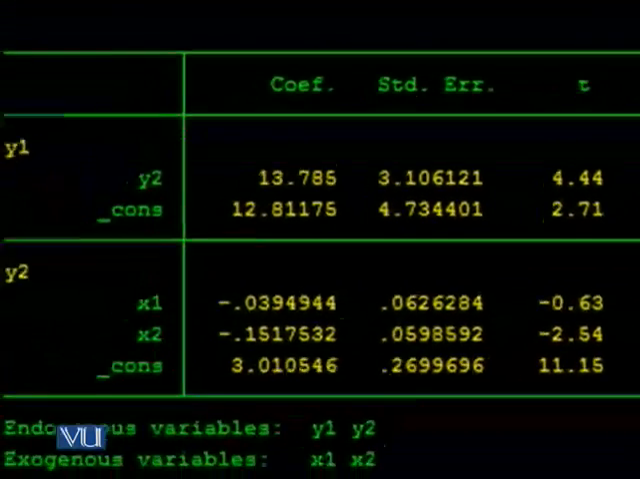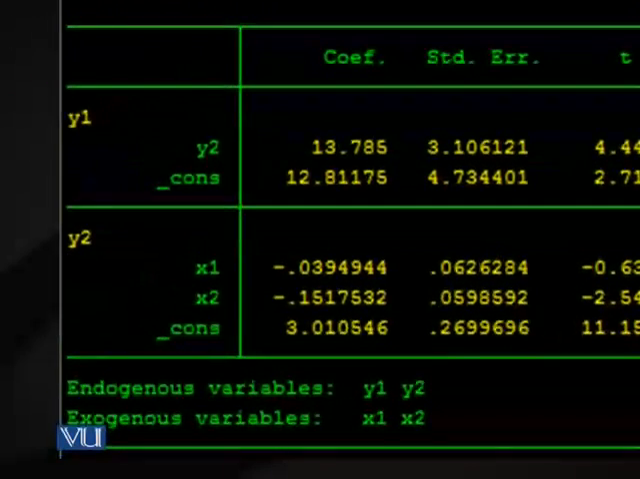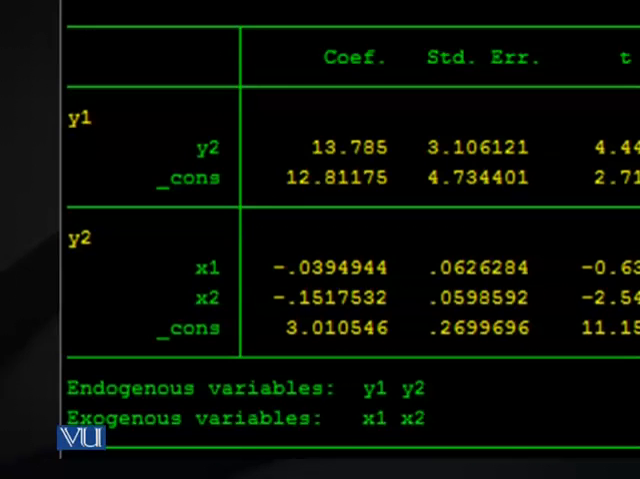Now what is below this? You are seeing Y2, this is in fact stage 1. If you perform stage 1 manually, you can compare the values, the coefficients of x1 and x2 in the reduced form equation of Y2, which are minus 0.039 and minus 0.1517, as coefficients of x1 and x2 that you have already computed in Excel. The intercept is 3.0105, which is also the same. So you have identical values from stage 1 of your computations.